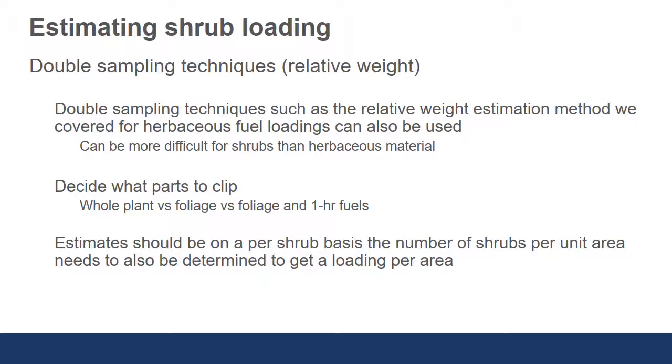Another approach is to use double sampling, the relative weight method. We covered this method when we talked about herbaceous fuel loading, and the same methods can be used for shrub loadings. However, these methods can be difficult to conduct on shrubs. One of the major challenges when using this method is deciding upon the part of the plant to clip.